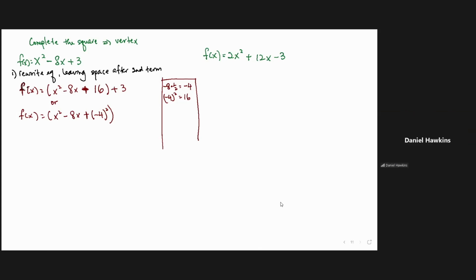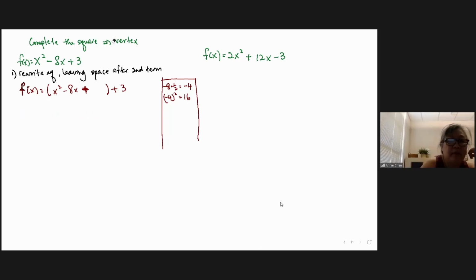Okay. You also have to multiply it. Wait, hang on. Let me annotate it properly. I forgot to annotate.